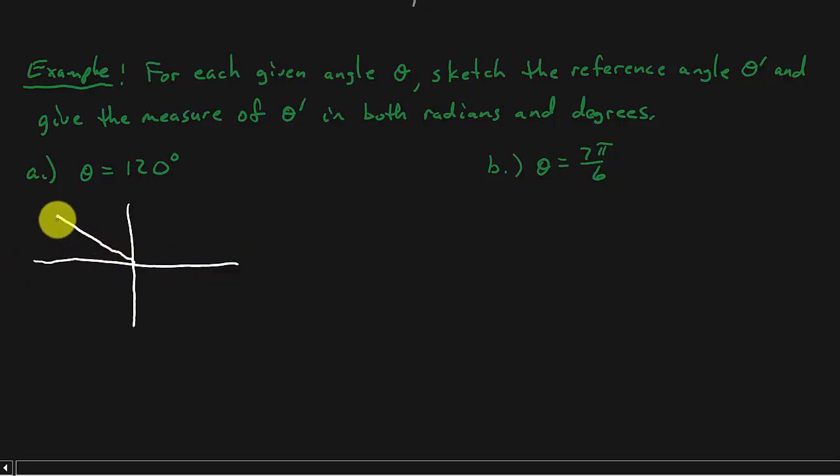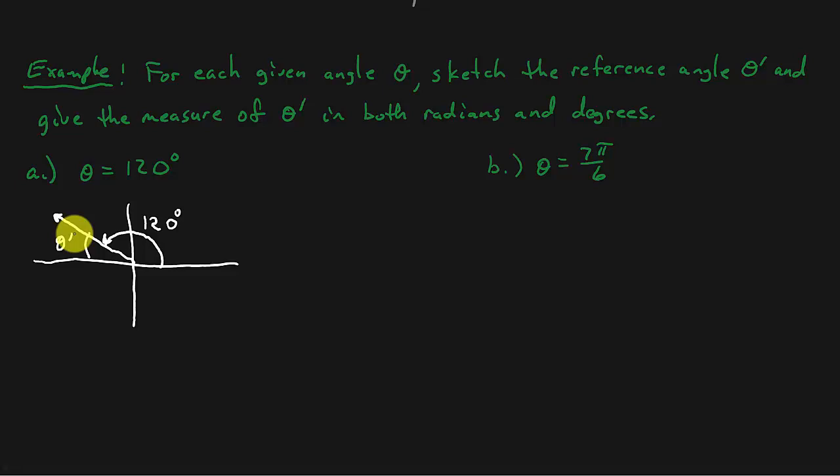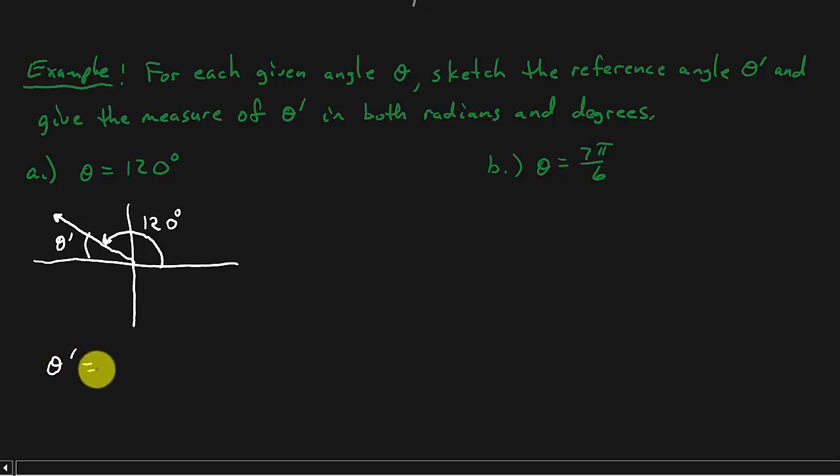So we've got 120 degrees. That's in the second quadrant. So there's 120. And where's my reference angle? It's right here. All they're wanting right now is the reference angle. So I go all the way around to 180, and then I subtract off 120. And that's going to give me 60 degrees. And there's your reference angle.